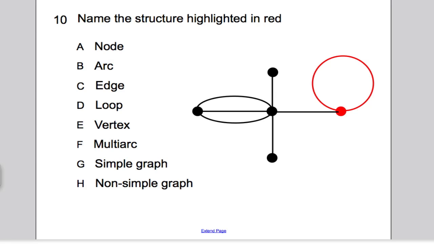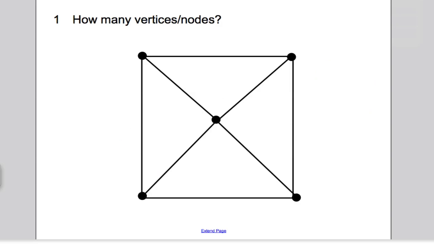And now I'm going to go through the answers to these so you can mark your work. Okay, question 1. How many vertices or nodes? These are these things here. So there's 1, 2, 3, 4 and 5. The answer was 5 for that. Question 2. How many edges or arcs? There's 1 here, 2, 3, 4, 5, 6, 7 and 8. There are 8 there.